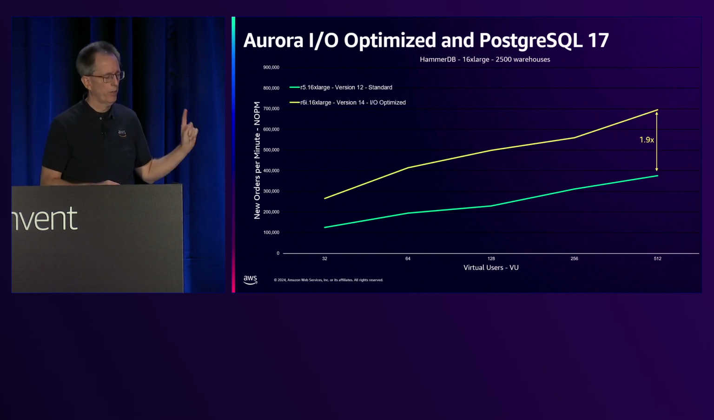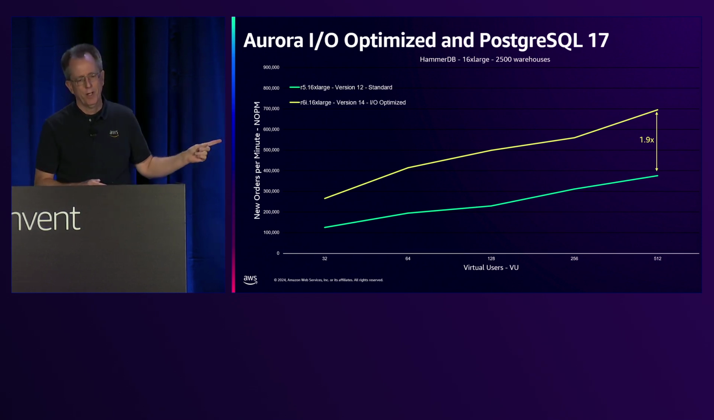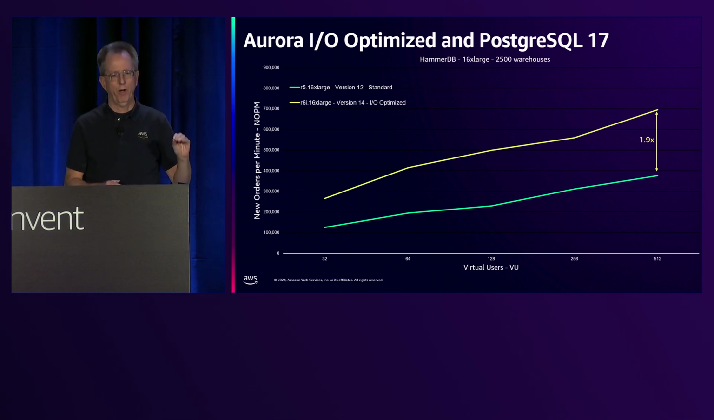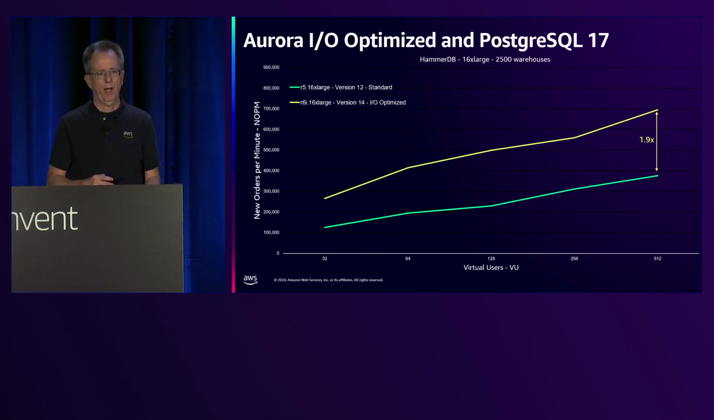This is what happens if you go to the 6i, right? So a slightly newer, slightly faster processor. Version 14, a little bit better version, but not a lot of performance difference. But with I/O optimized, we saw a 1.9 times improvement in throughput on this benchmark by going to I/O optimized, essentially, right? So really nice gain.